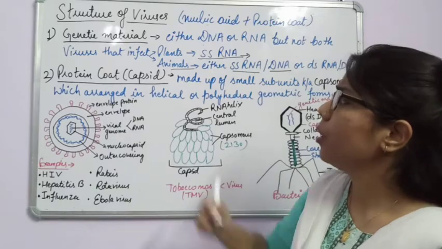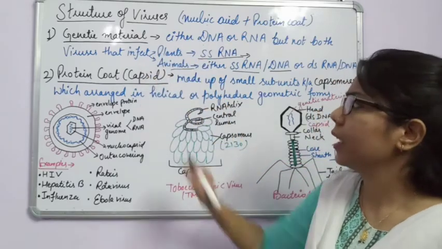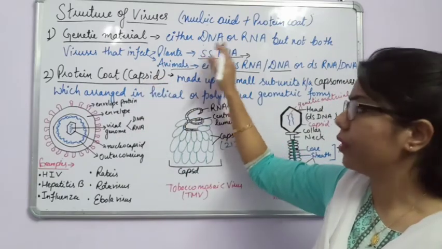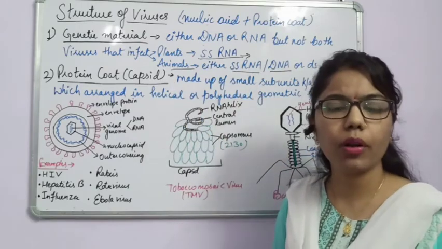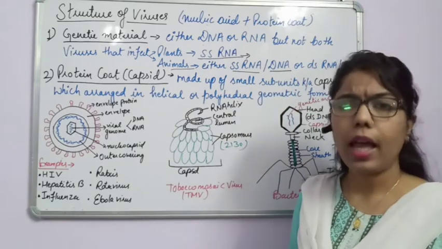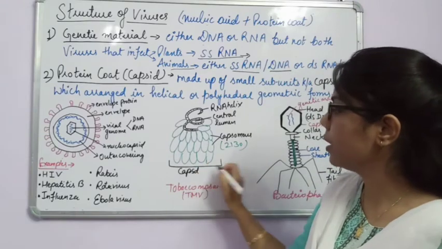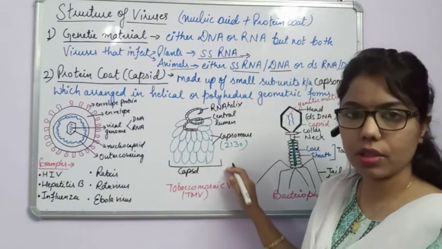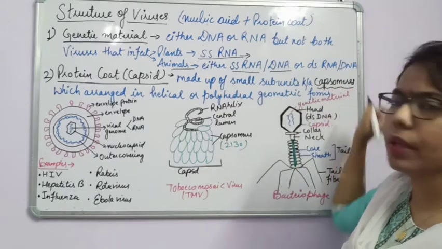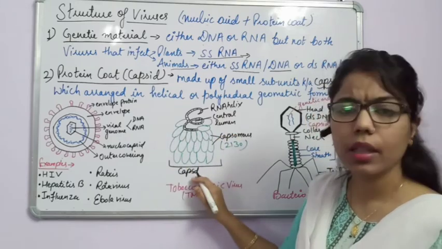Now the other thing is the protein coat. So what is the protein coat? It is the covering present outside the genetic material, known as the capsid. The capsid is a protective covering which covers the genetic material of the viruses. And these capsids are made up of small subunits; the capsid is the whole, and these small subunits form the whole capsid. In the structure which I have drawn here, the whole structure is the capsid and the subunits are known as capsomeres. Capsomeres are the subunits of the protein coat, and together they form the capsid.